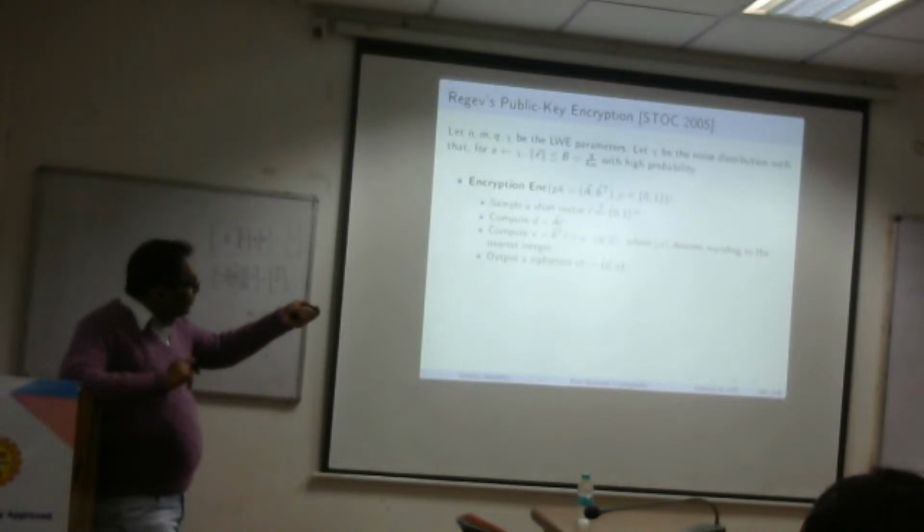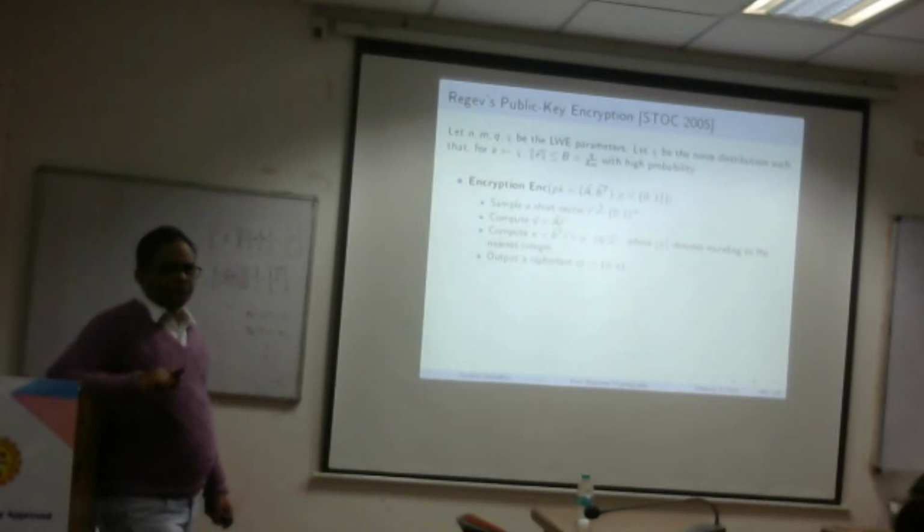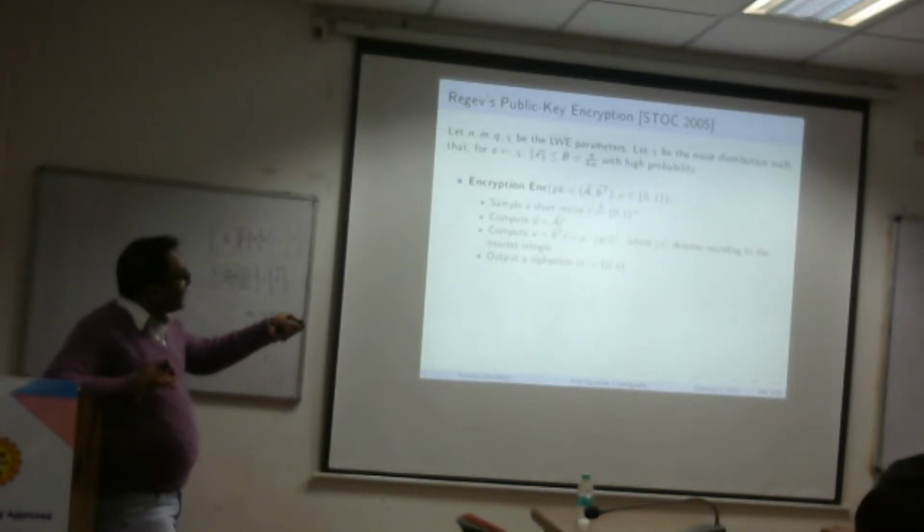So if mu is 0, that means you are not adding anything to V. If mu is 1, then you are adding roughly Q by 2. Okay. And then you output your ciphertext as U and V.